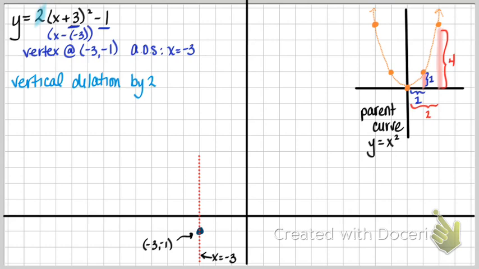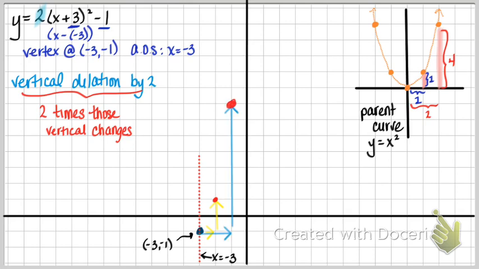Well, a vertical dilation by 2 means that I need to take those spaces and multiply them 2 times what they were. So in the case of my new graph, I'm going to go to the right one, but up 2, because 2 times 1 gives me that new spacing. And as I go to the right 2 spaces, I will go up 8, because 2 times 4 gives me that new spacing. Now, mirroring these points over my axis of symmetry, right, 1 space away, so I go 1 space to the other side. 2 spaces away, I go 2 spaces to the other side, and I plot my smooth curve.